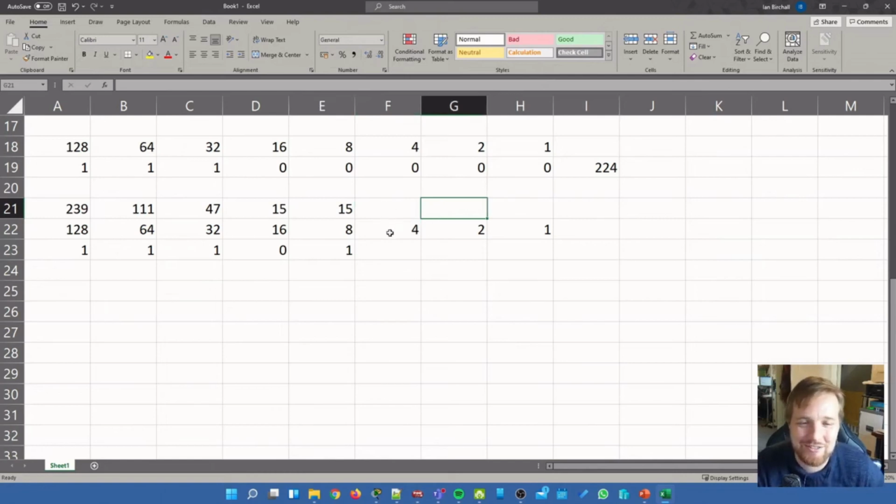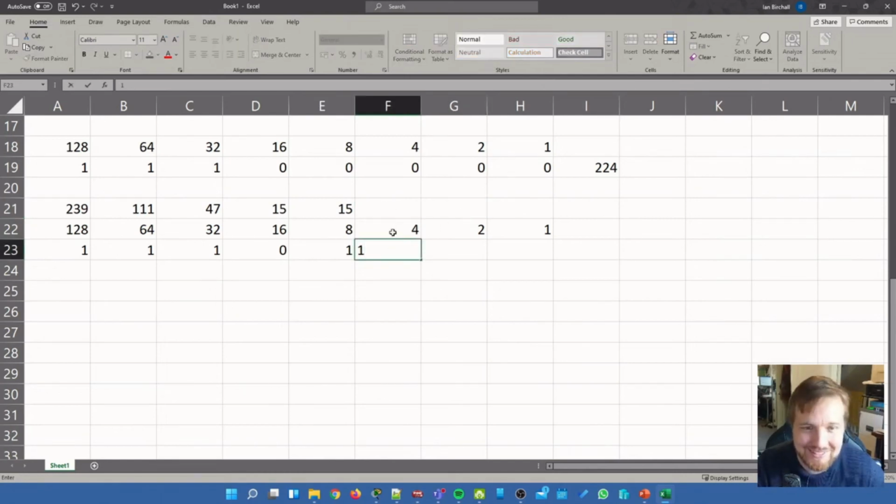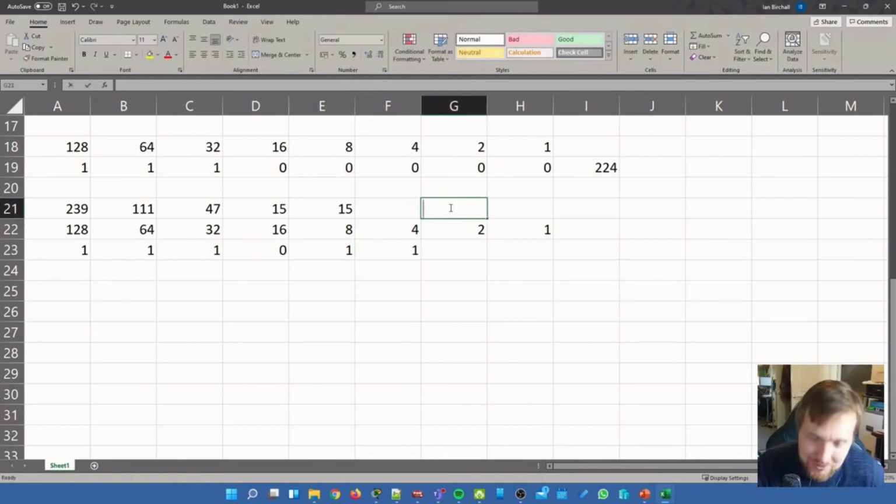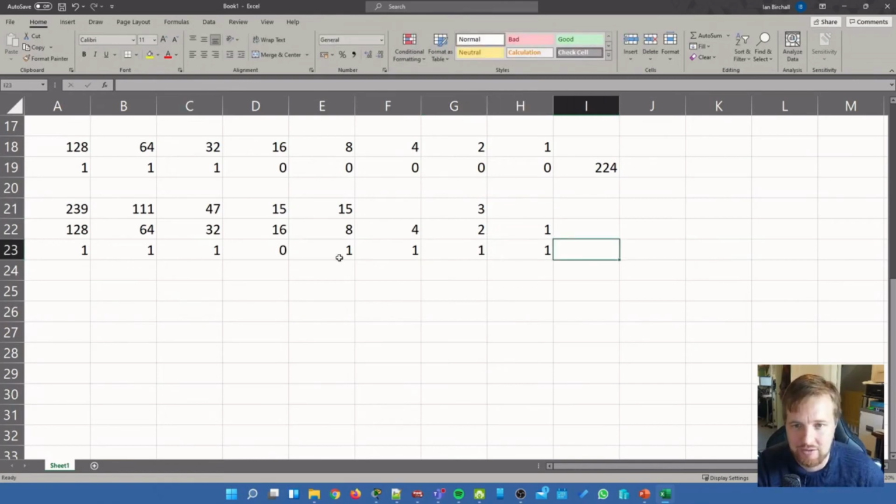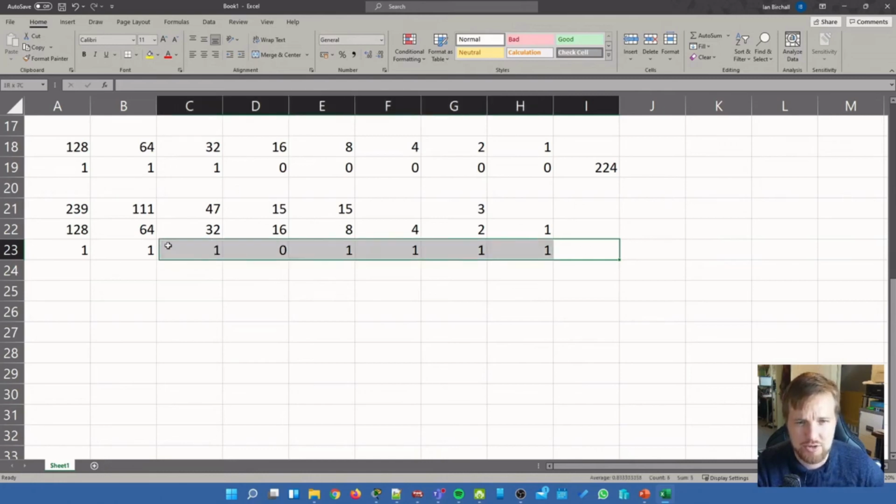So does 4 fit into 7? Yes, it does. And then we'll take that away, so we'll end up with 3. Does 2 fit into that? Yes, it does. 3 minus 2 equals 1, and there we go. And then we should have our value here. So basically 239 is all of this subtracting. We figured out the binary of that just by doing this nice kind of gradual subtraction.